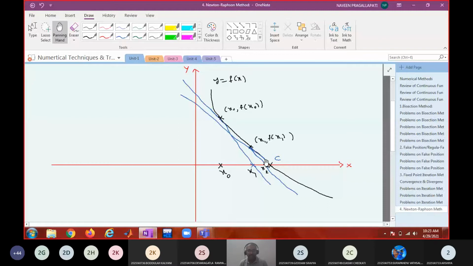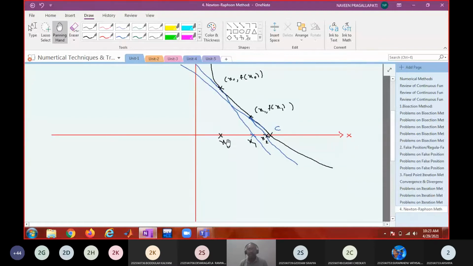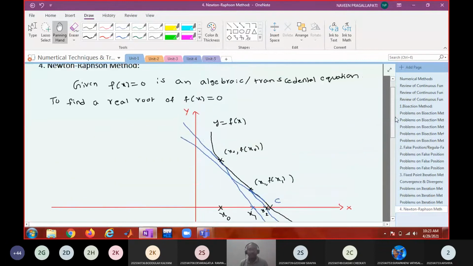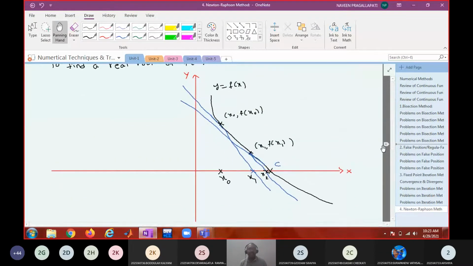Again, if at this point you draw the tangent, it is almost at c. So that means the rate of convergence in the Newton-Raphson method is very fast. Okay, so the number of iterations it takes to reach the desired level of accuracy is much smaller than in the other methods. That is what is called the rate of convergence. The lesser the number of iterations, the faster the rate of convergence.